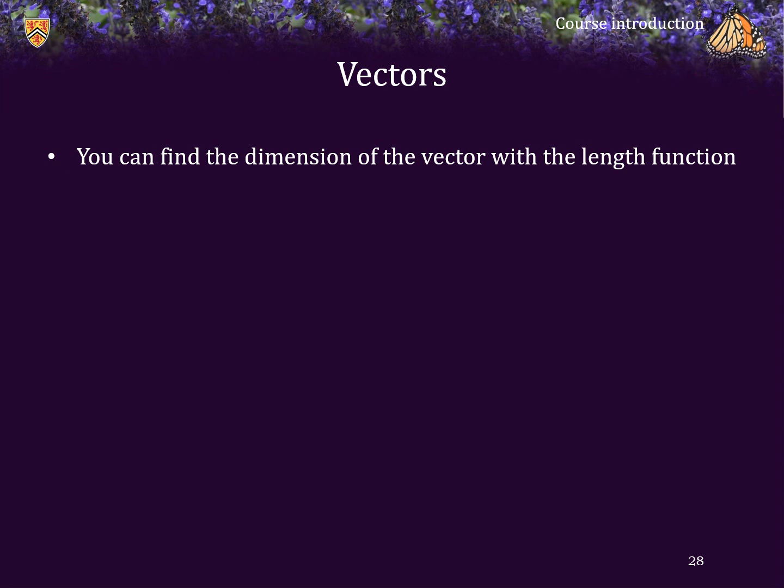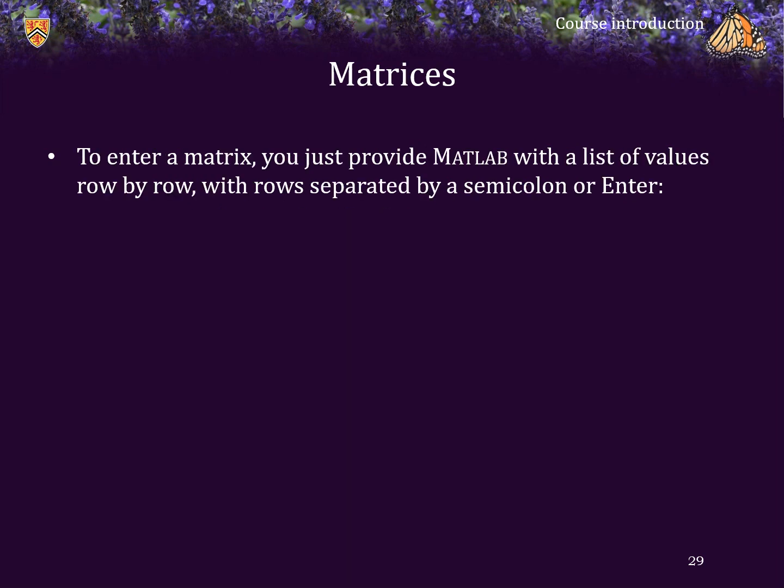You can also find the dimension of a vector with the length function. So here we have a four-dimensional vector, and length actually returns exactly that value. To enter a matrix instead of a vector, you just have to provide Matlab with a list of values, row by row, with the rows separated by either a semicolon or enter, or if you really want, both. So, for example, here you will see that I have three sets of three values separated by semicolons. So this will create a square 3 by 3 matrix.